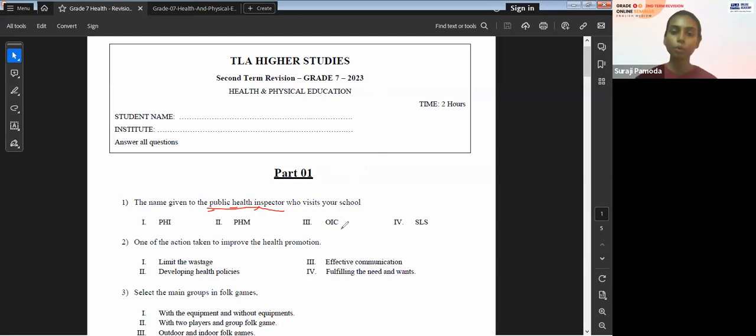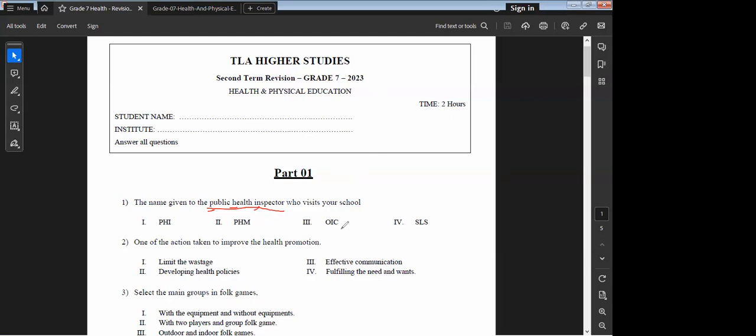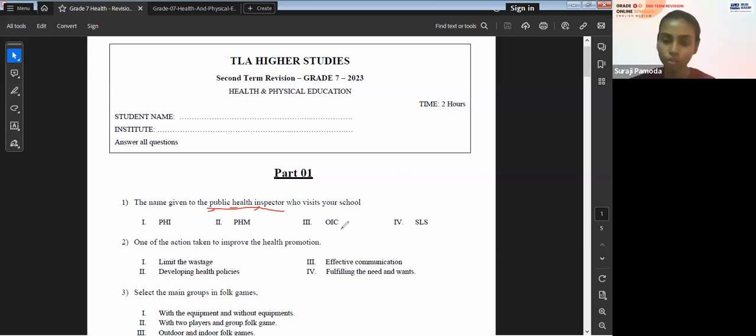The third one is OIC. OIC, officer in charge. So you have heard of that name too. And SLS. So have you heard the word SLS anywhere? No, madam. Anyone? No. So SLS is a certificate, right? So let me show you.